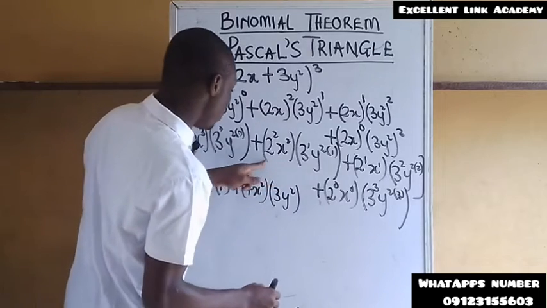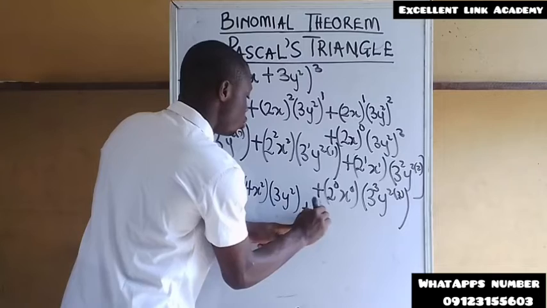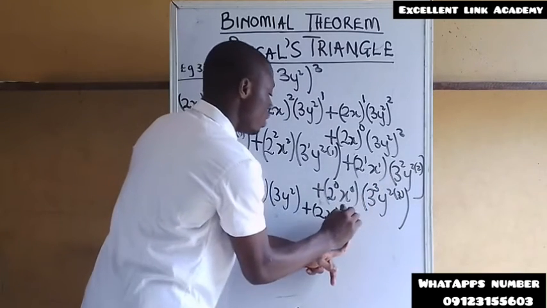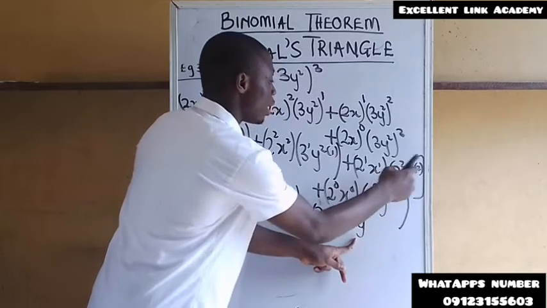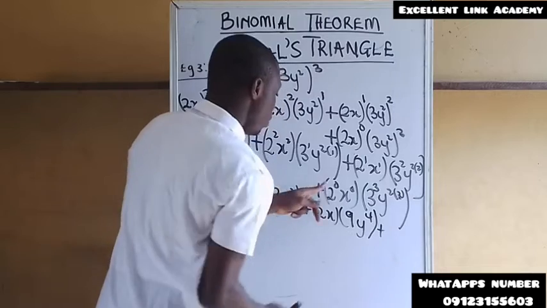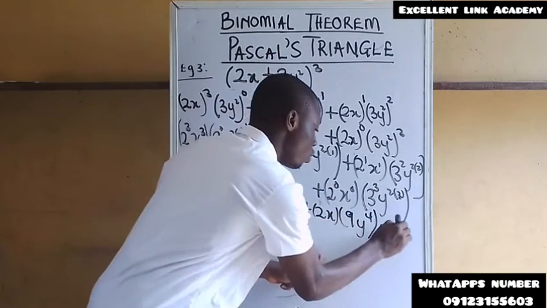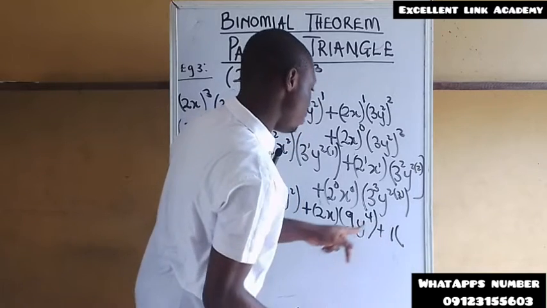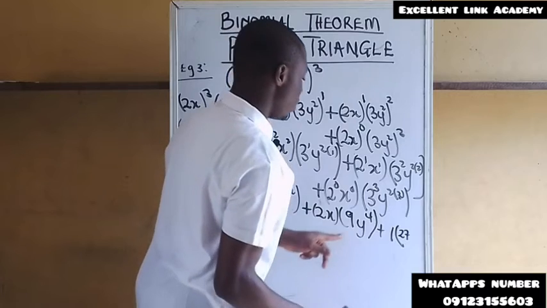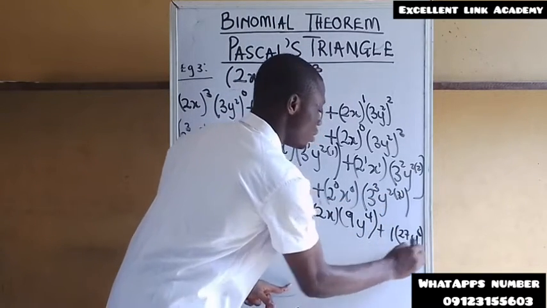I'm done with this. Let's go to this. Plus 2 to the power 1 is 2, x to the power 1 is x, into 3 to the power 2 is 9, y to the power 2 times 2 becomes 4. I'm done with that. I'm left with plus 2 to the power 0 is 1, x to the power 0 is 1, into my last term, 3 to the power 3 is 27, and y to the power 2 times 3 is 6, y to the power 6. So I have all this.